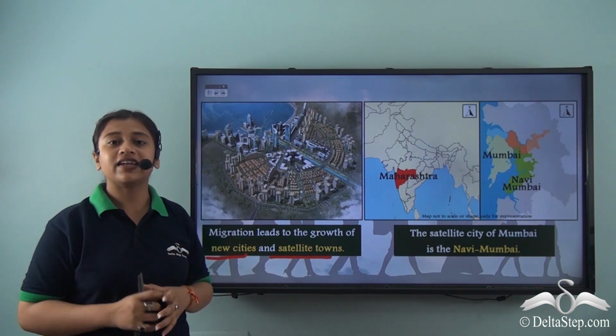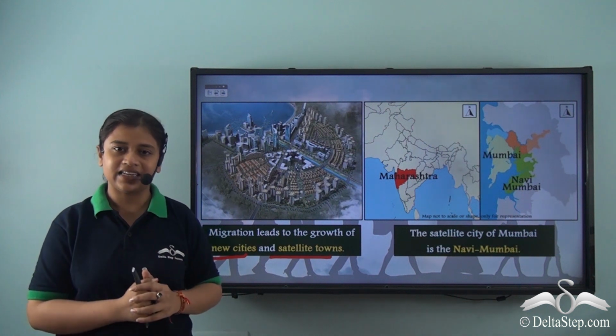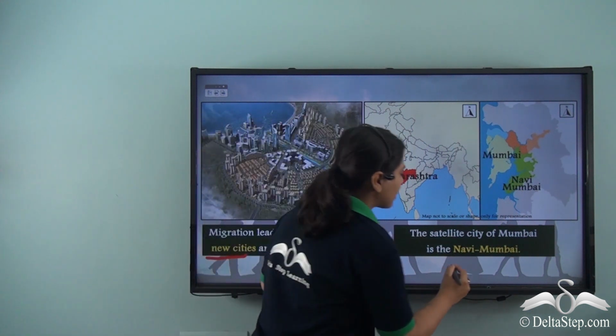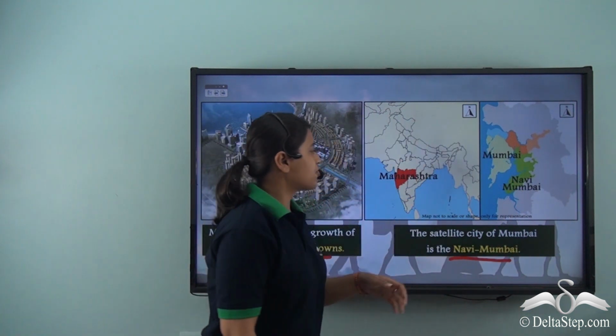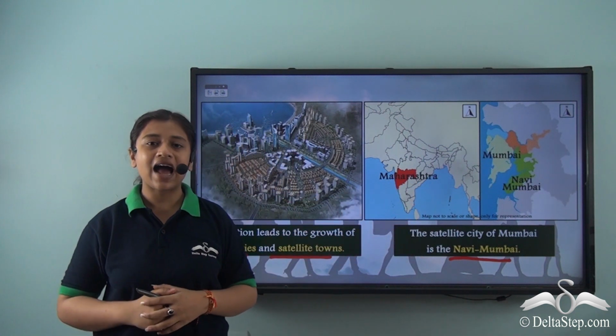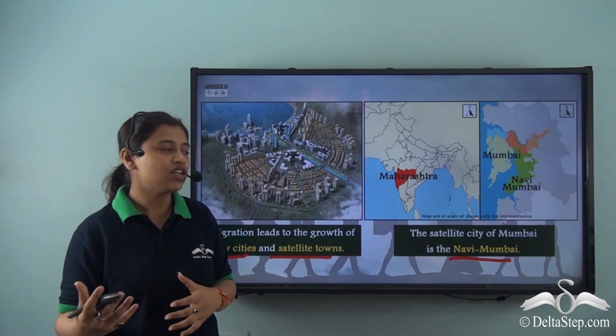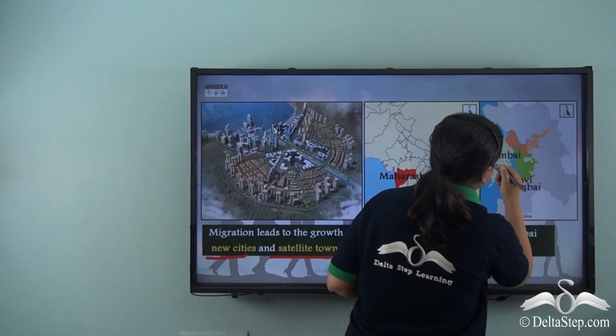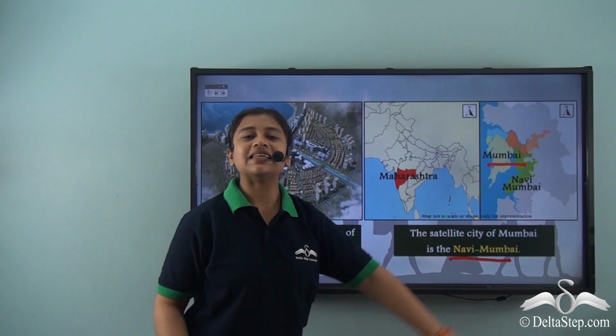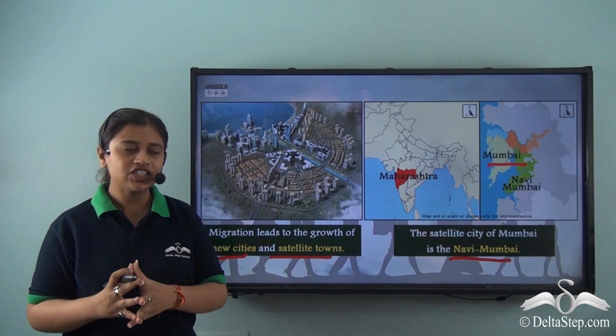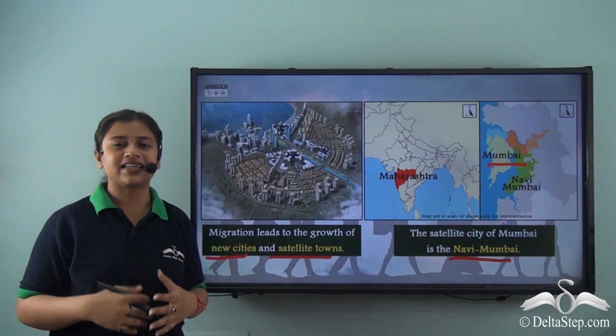So to cite a very good example, in India itself, we have Navi Mumbai right here in Maharashtra as the satellite city of Mumbai. So Mumbai is the main city, of which Navi Mumbai is the satellite city.